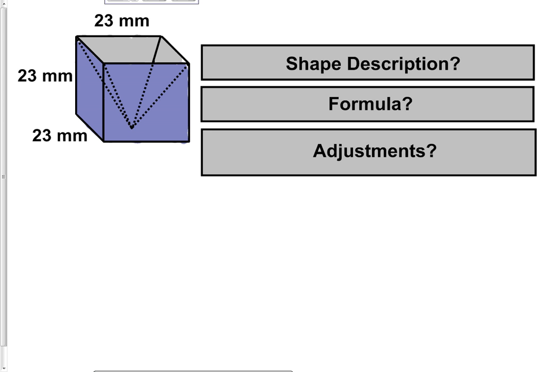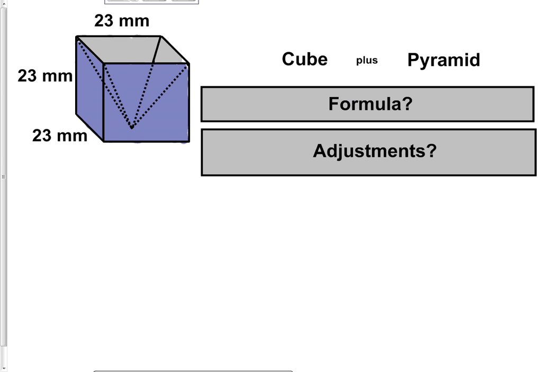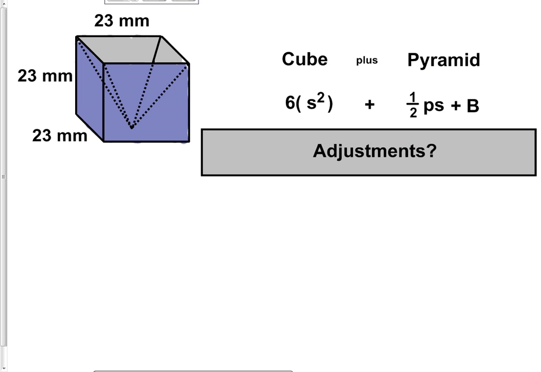This time we have a cavity inside of our solid. So that is actually going to increase our surface area because there's extra sides exposed. So this is a cube plus a pyramid. The formula for finding the surface area of a cube is, again, 6 sides that are all squares, so 6 times side squared. And then a pyramid's formula is 1/2 times PS plus big B.